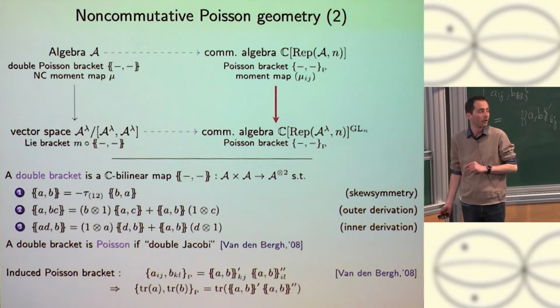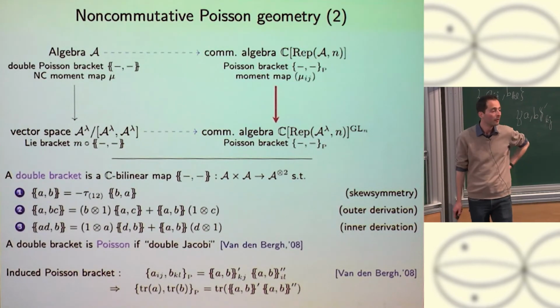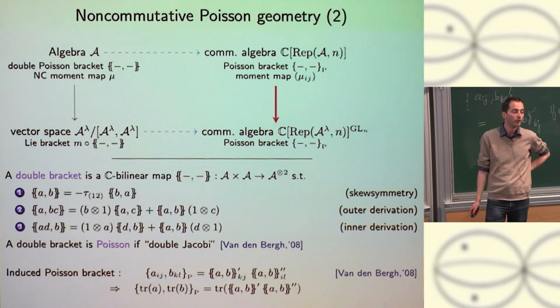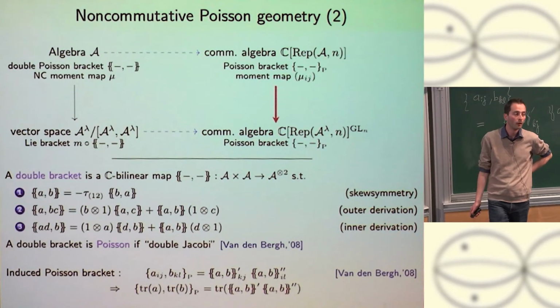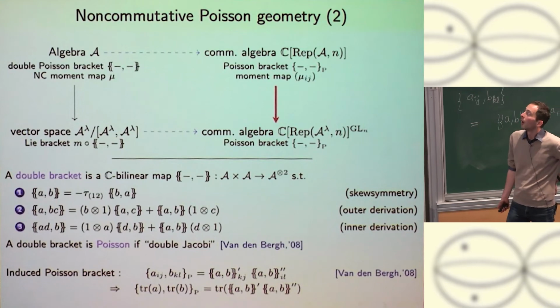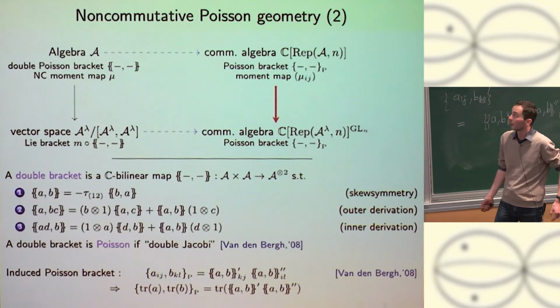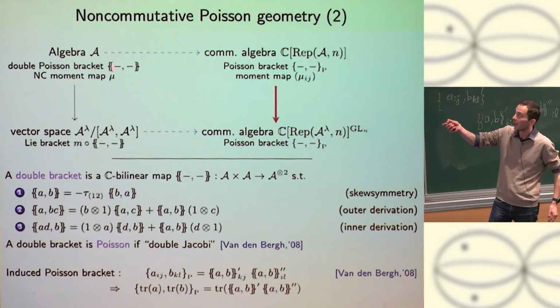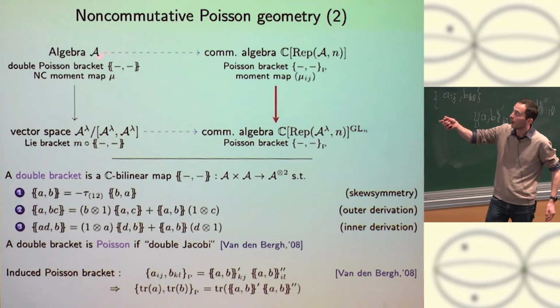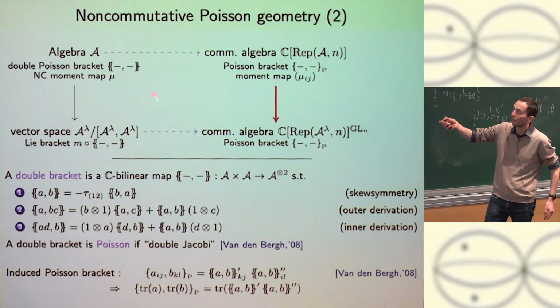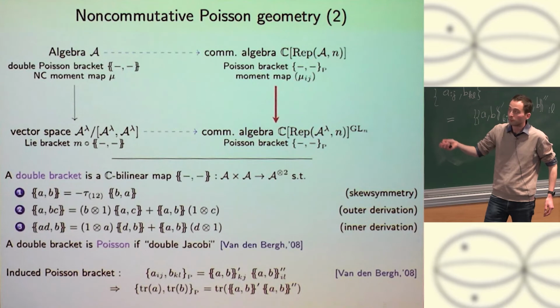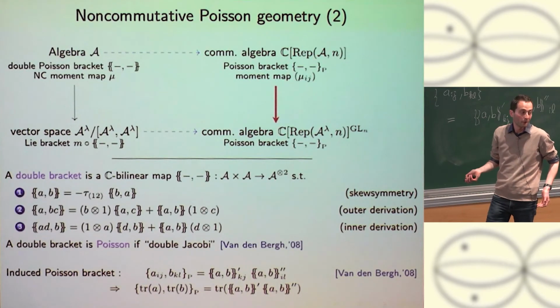I have a question, which is, what type of thing is this non-commutative moment map? Is it an element in like a center of the algebra? No, it's just an element of the algebra having some particular double Poisson bracket with the other elements. So it's not necessarily in the center or anything like that.